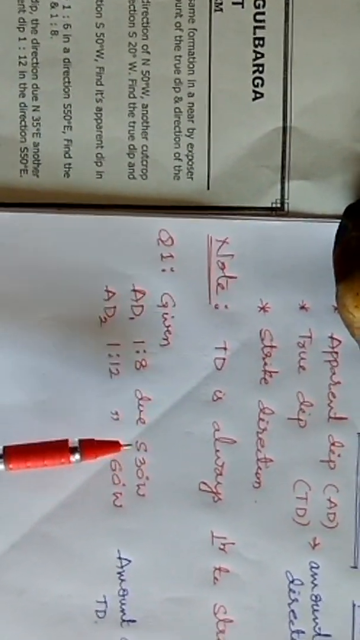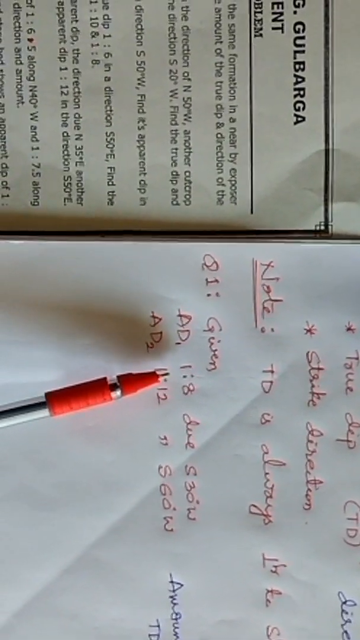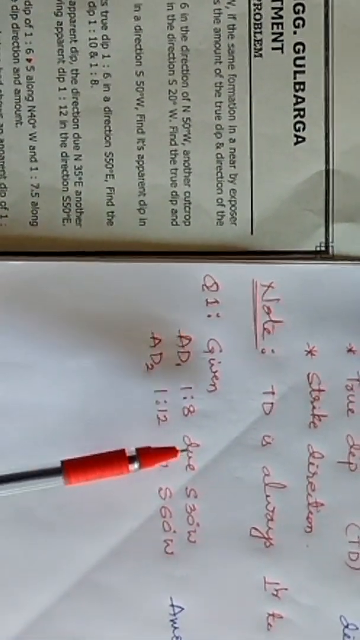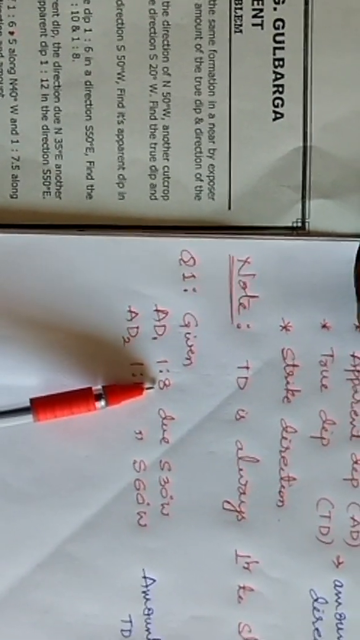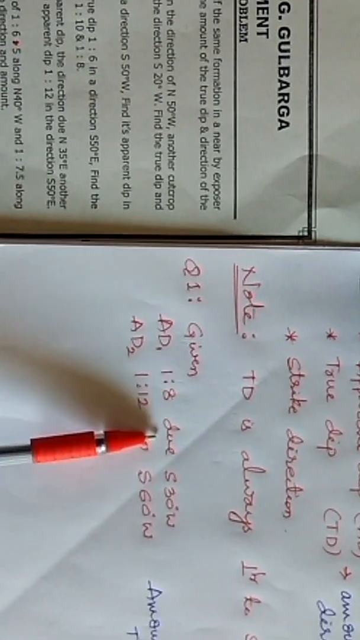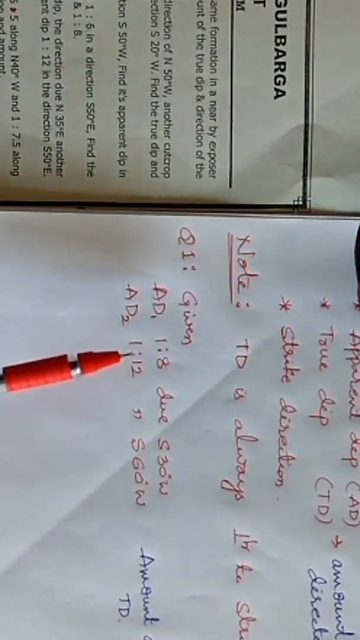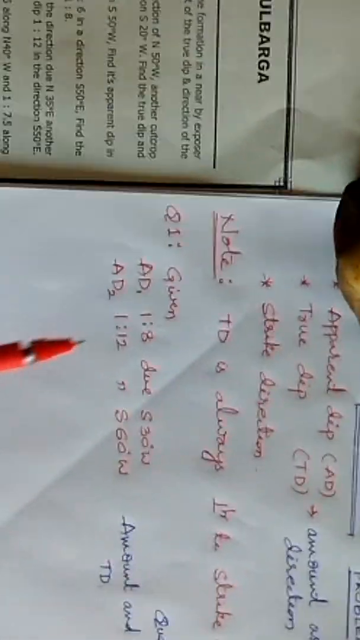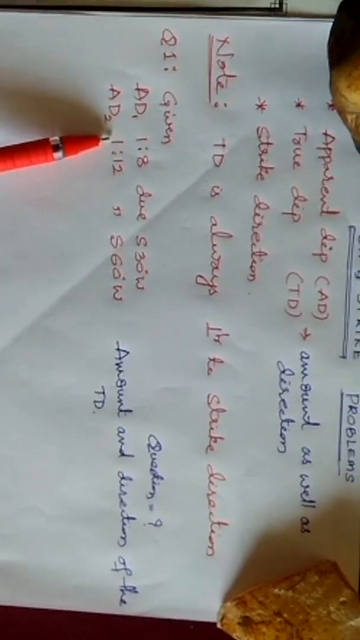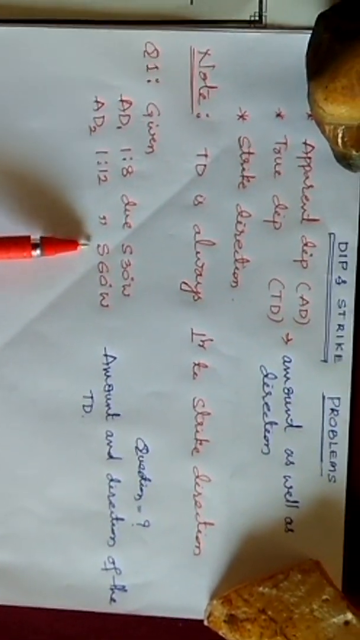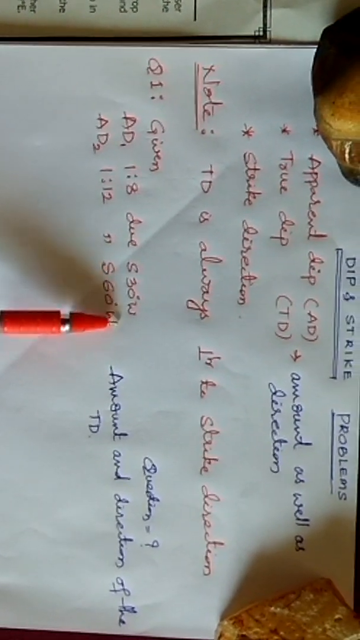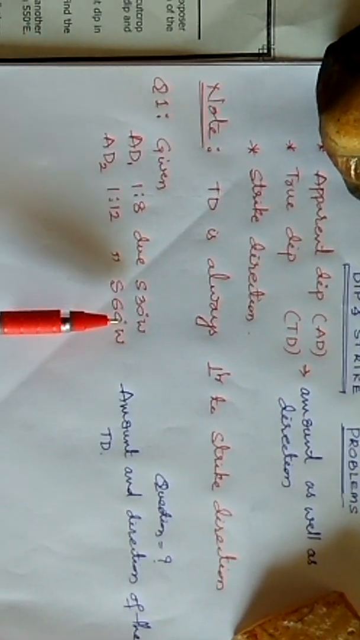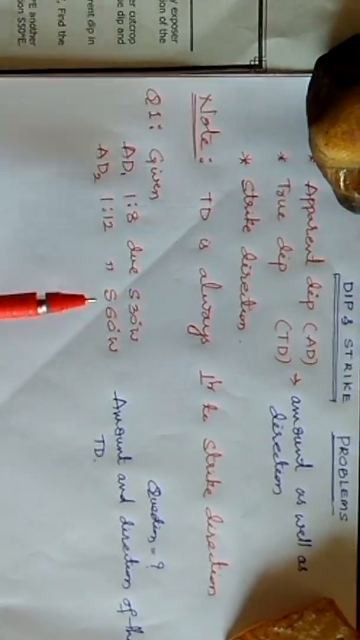In the first question, if you go through the given data, we have apparent dip 1, the amount is 1:8, and the direction is due south 30° west. And in another exposure, the same bed is exposed in another road cut or another place, having 1:12 as the amount and due south 60° west as the direction. Now these two data are given in this question.